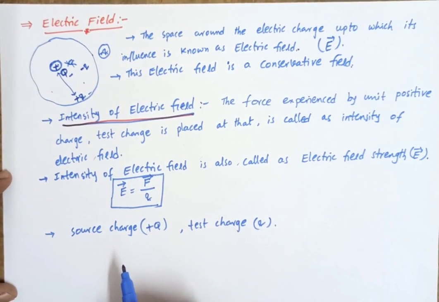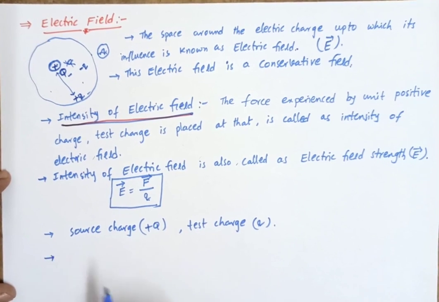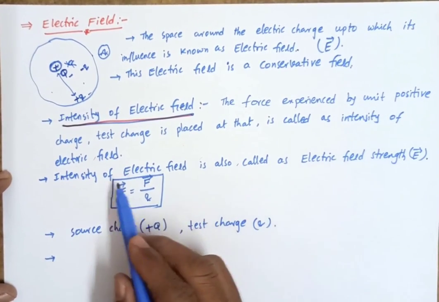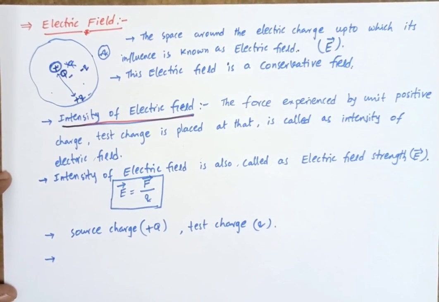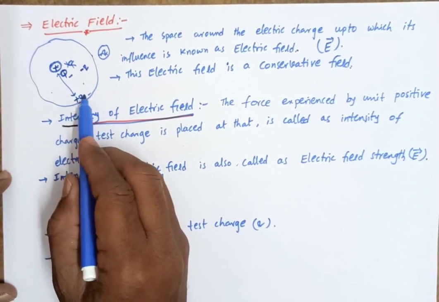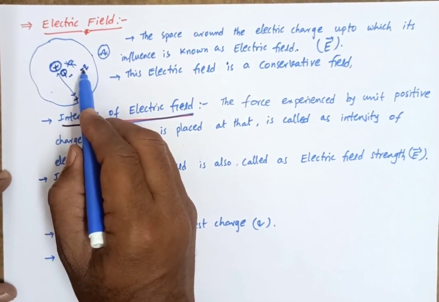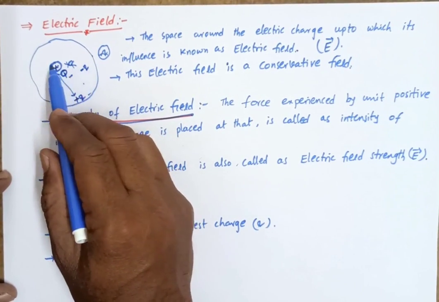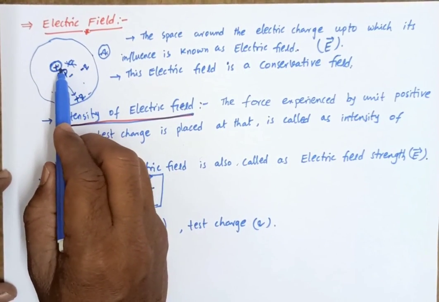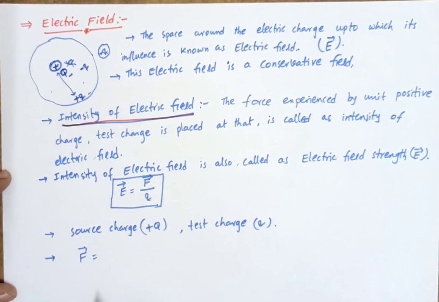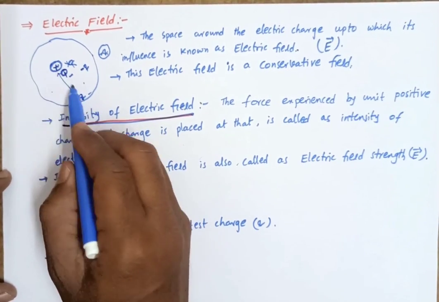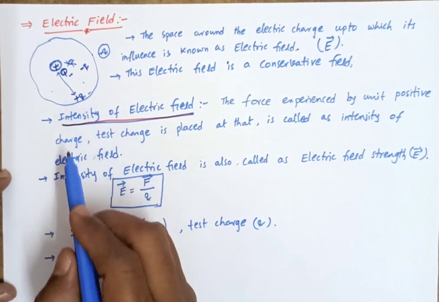Now we derive the equation for the intensity of electric field. We know the force, the attraction force. For example, this is the test charge. When the test charge is negative, minus q, there is an attraction force between capital Q and minus q. When a positive charge plus q is taken, the repulsive force occurs, according to Coulomb's law.